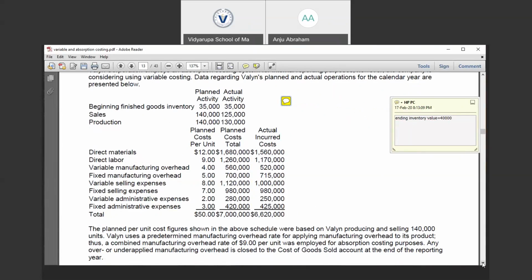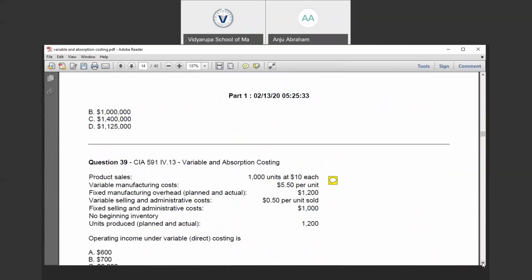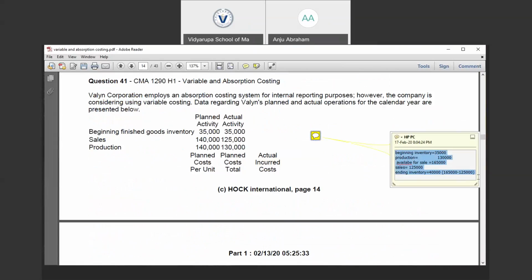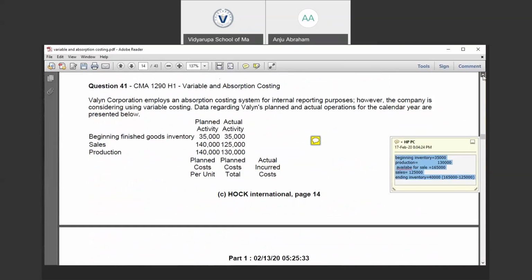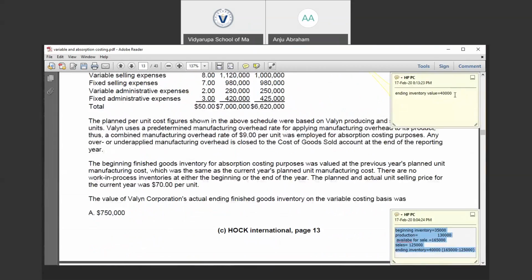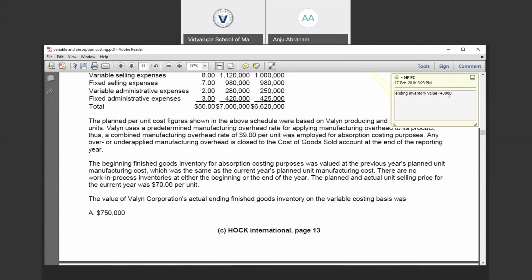So let me show you the computation once more. So this is the ending inventory computation. This is 40,000. So what is Variant Corporation's actual ending finished goods inventory value on the absorption costing basis? Sorry, on variable costing basis.